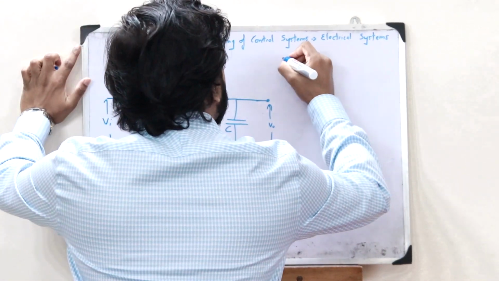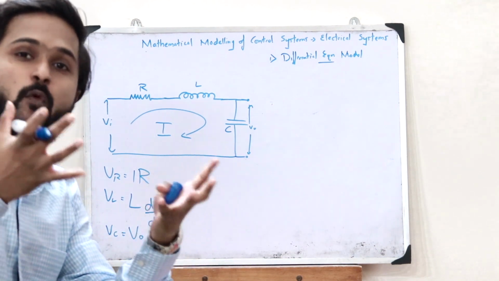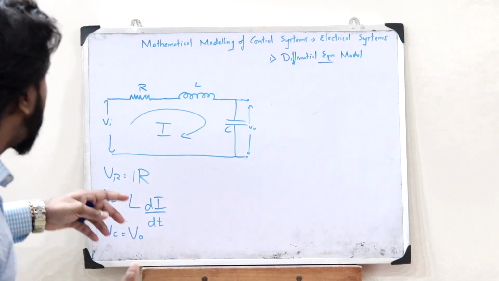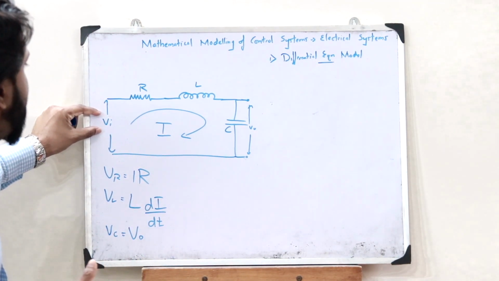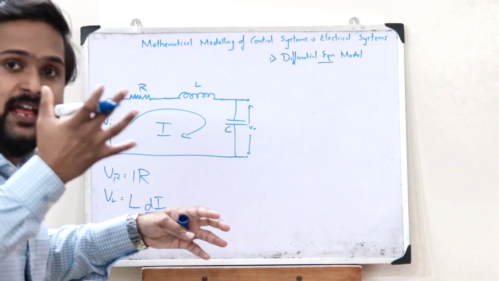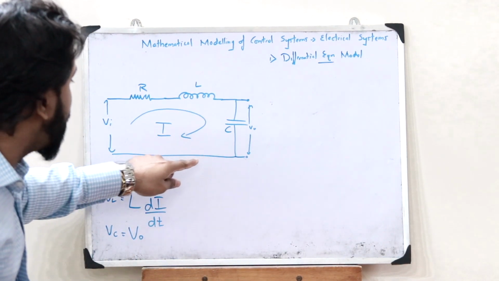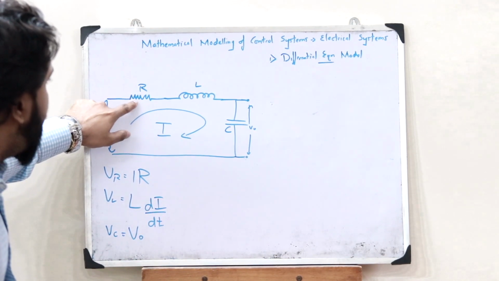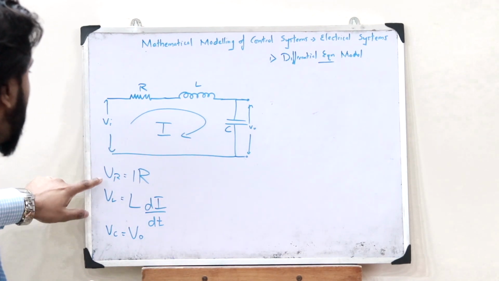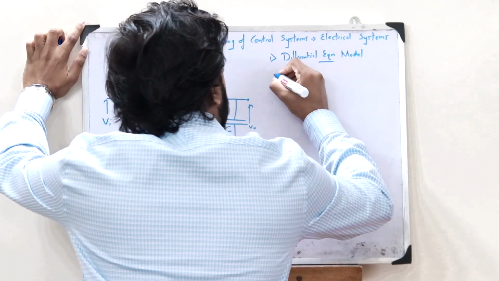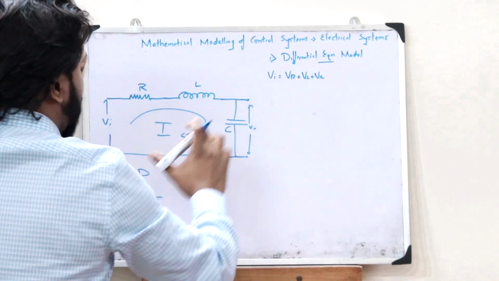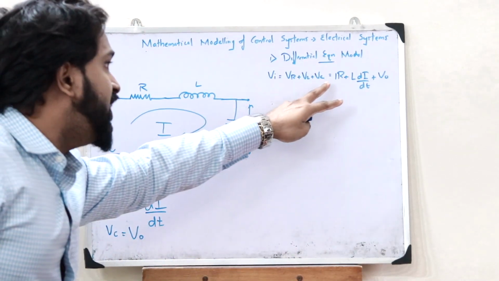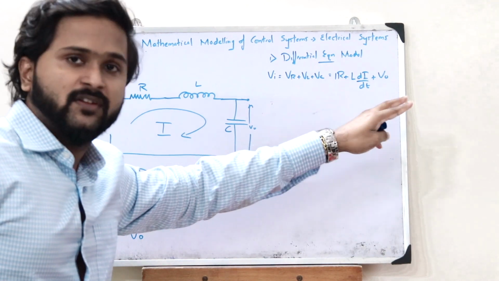So in the differential equation model, applying Kirchhoff's voltage law in this loop, what Kirchhoff's voltage law states is that the input voltage Vi is equal to the algebraic sum of all the voltages that are present here. That is, this input voltage Vi must be equal to the sum of VR, VL and Vc. So therefore Vi is equal to VR plus VL plus Vc. And now substituting these values over here, we would get Vi is equal to I into R plus L into di by dt plus V0.